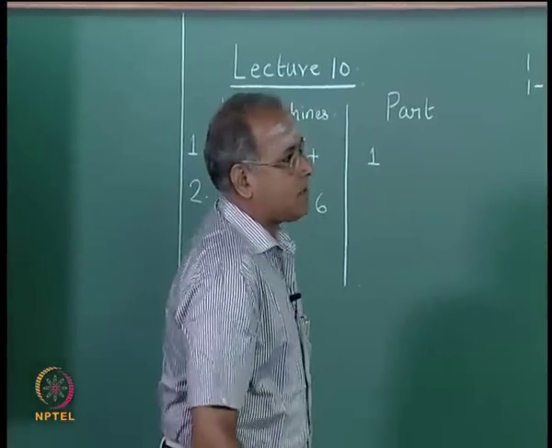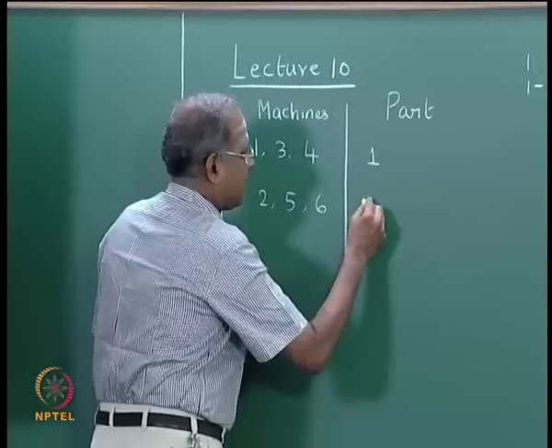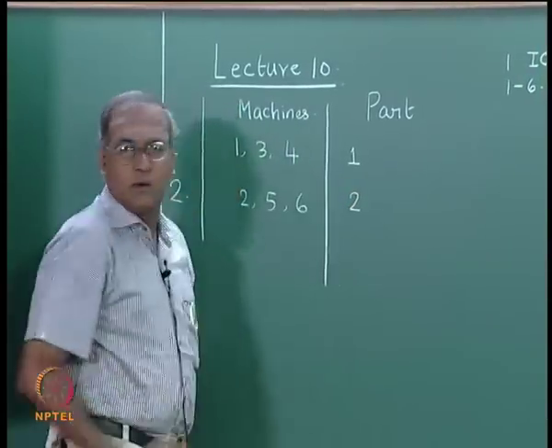We look at part number 2, which requires machines 2, 5 and 6. 2, 5 and 6 are here. So, part number 2 will go to this one.